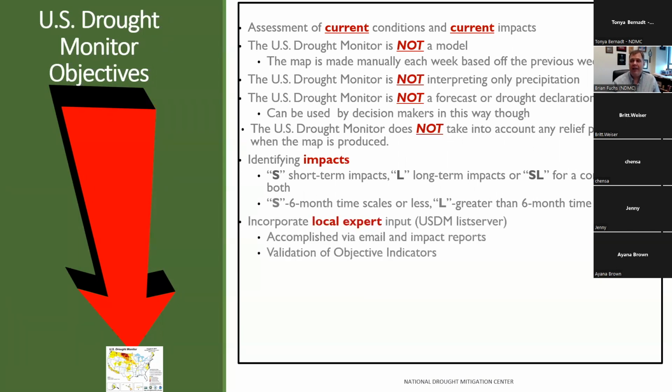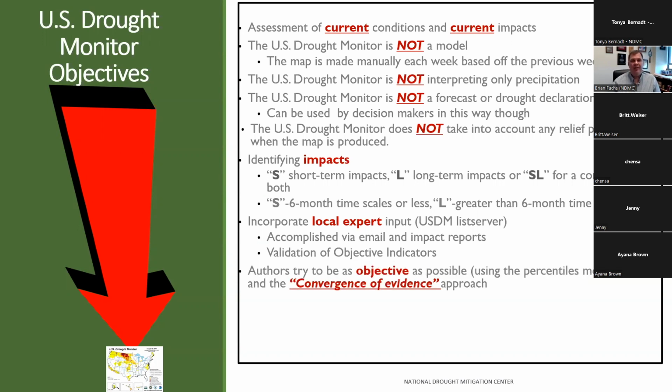We do incorporate that local expert input into the making of the map. Not only do we talk through emails, but we sometimes have phone calls with people. And I think one of the key things is that the information those local experts are giving is helping to validate the data that we're using and pulling in each week to make that map.